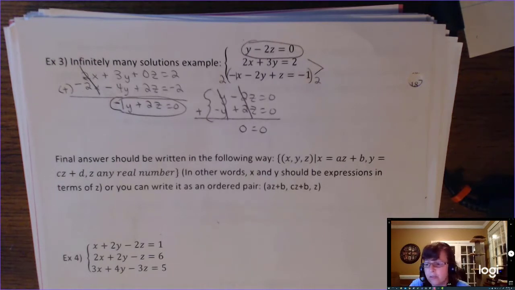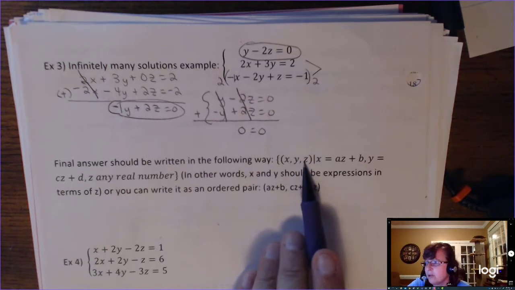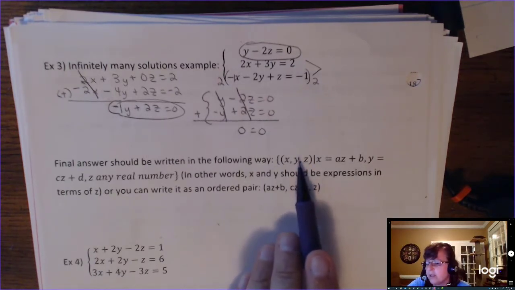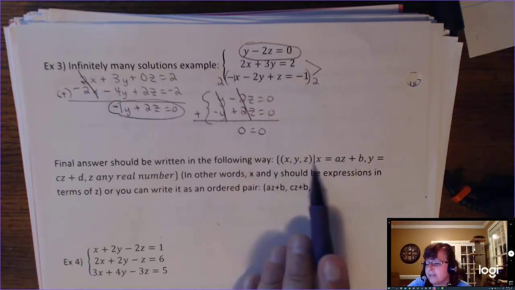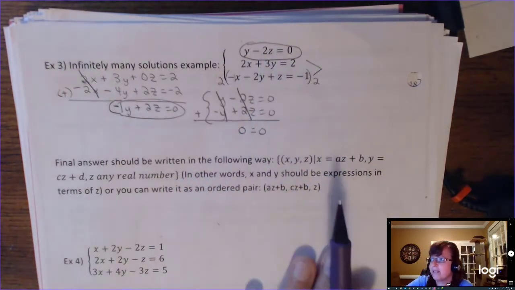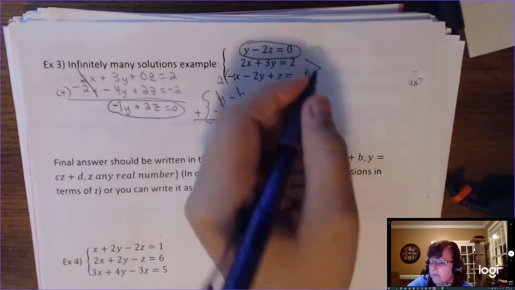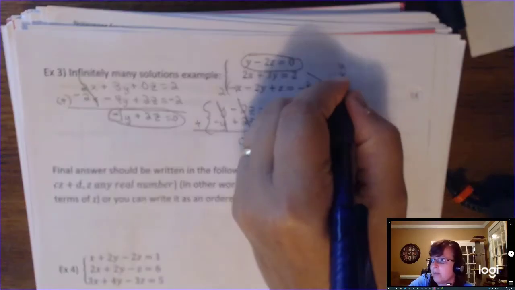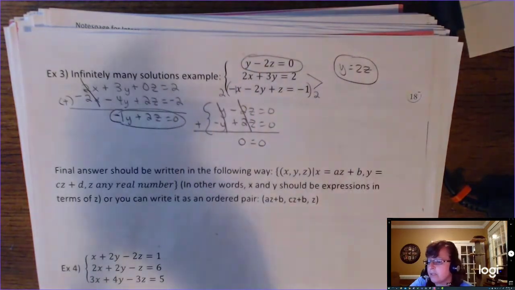What we want to do is write set builder notation, and you always go backwards. The z is going to be any real numbers. Y is going to be in terms of z, and x is going to be in terms of z. So what you want to do is just go back to the problem and solve for z. Solve for y. So that would be y equals 2z. Everything's got to be in terms of z.